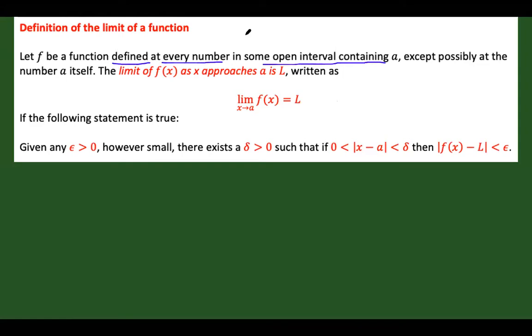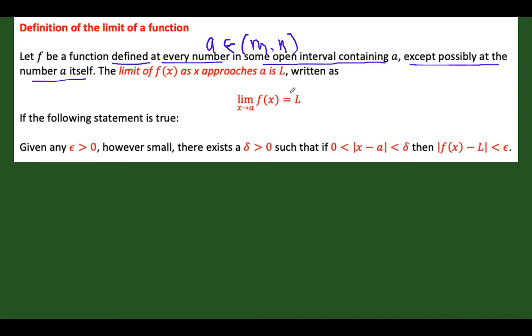So let's say we have an open interval, and a is an element of this open interval, okay? And the function is defined within this given open interval, except possibly at the number a itself. So the limit of f of x as x approaches a is L, which can be written as this. And it can be read as the limit of f of x as x approaches a is equal to L.